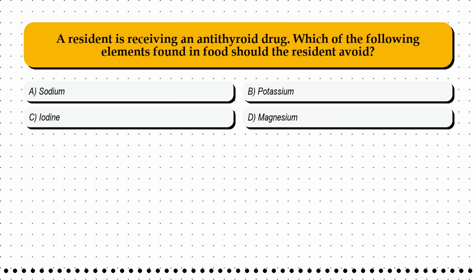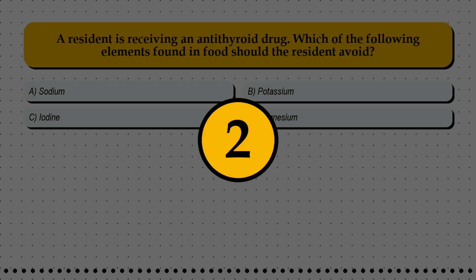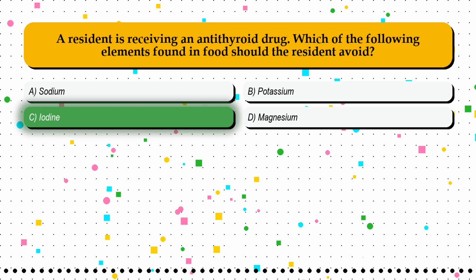Question 308. A resident is receiving an antithyroid drug. Which of the following elements found in food should the resident avoid? Option A, sodium. Option B, potassium. Option C, iodine. Option D, magnesium. The correct answer is option C, iodine.